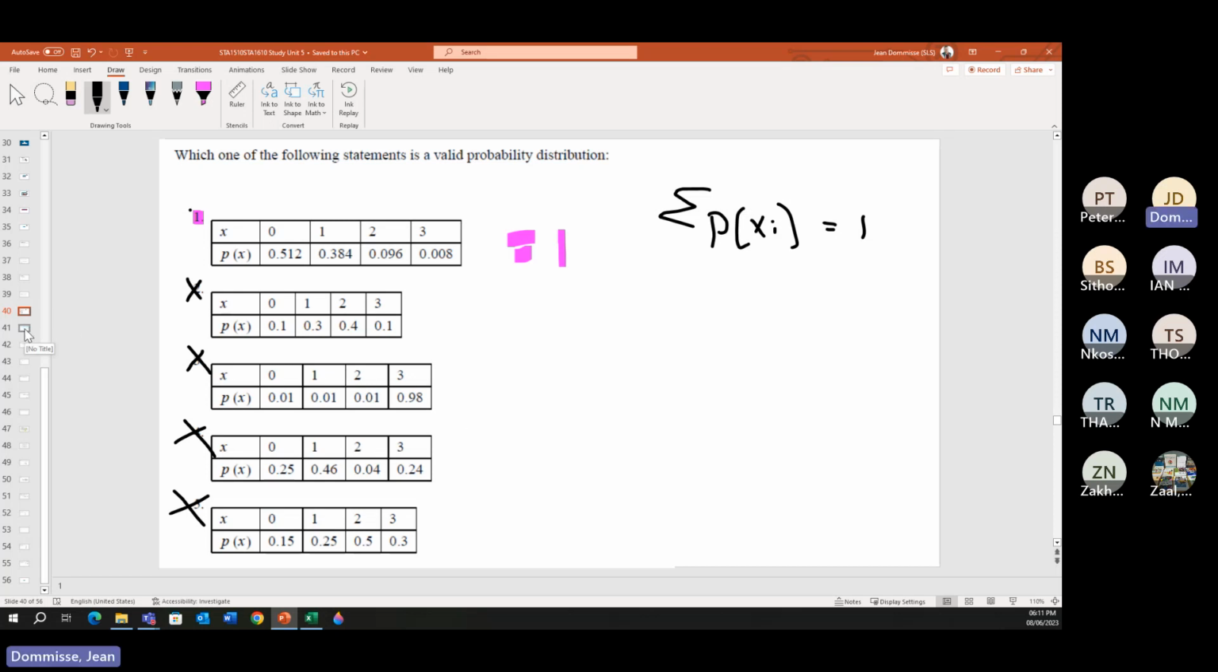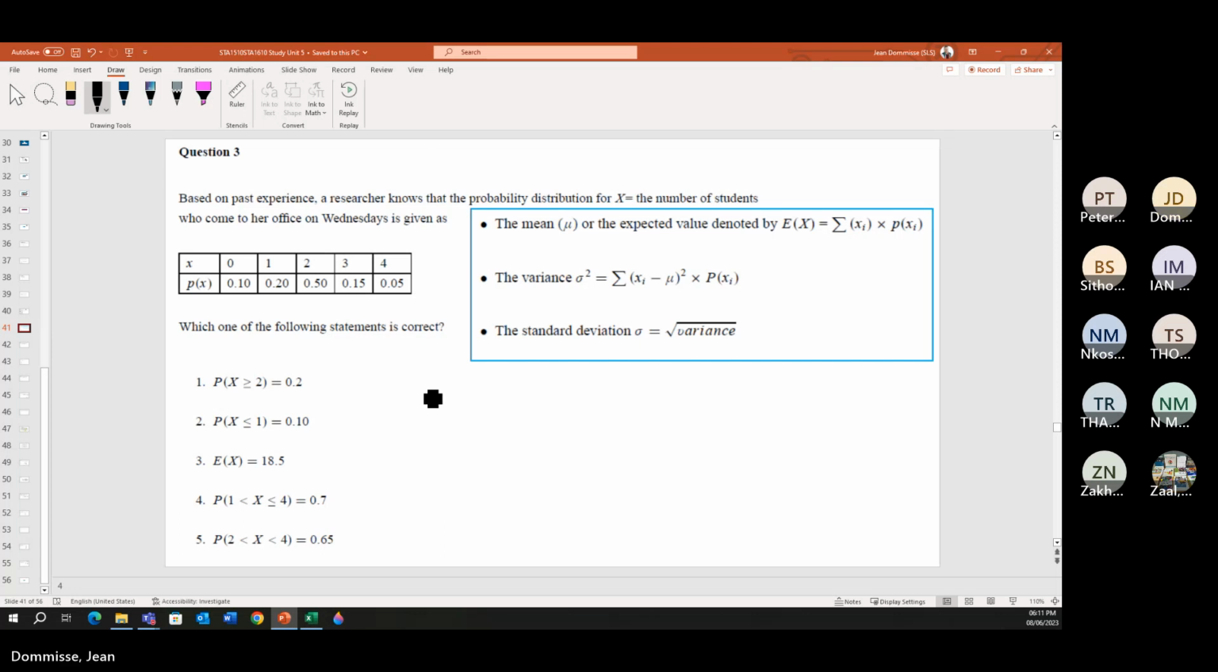Okay, so let's go to the next one. Since it is again open book, I added the definitions and how to work some of the things out. So again, please use the tools that you have available. You don't need to remember all of these formulas and things like that.